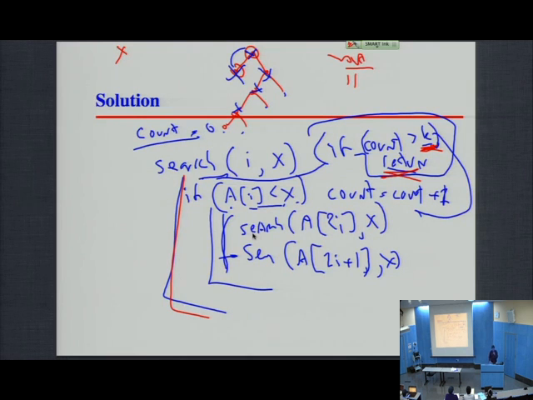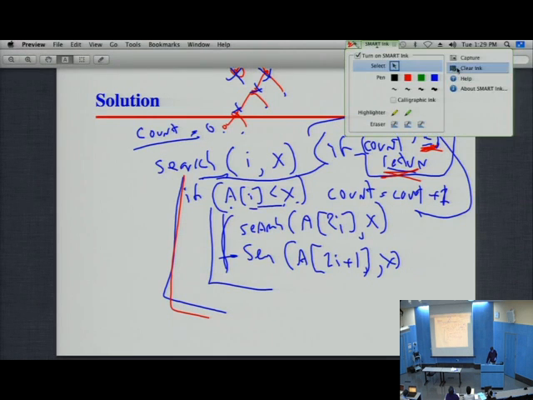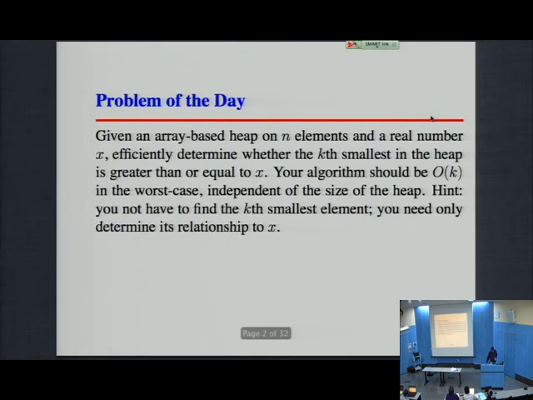No, we don't want to find out what the number of k is. We want to find out, let's look at the original problem. Let's go back one more time, look at the problem. Your algorithm should determine whether the kth smallest element is greater than or equal to it. That is a true-false question. Any questions? Okay, does everybody see that this algorithm solves this question and how you reason about it?